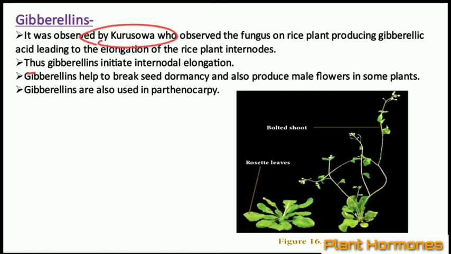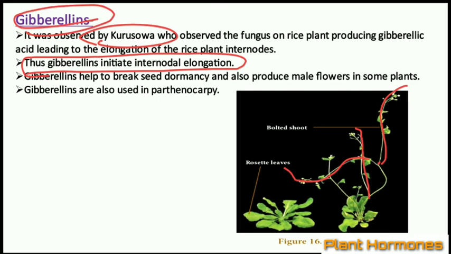So gibberellin initiates internodal elongation. This is a node, and here this internode elongation is very much due to gibberellin. In between the stem, the growth in between the stem is done by the gibberellin.